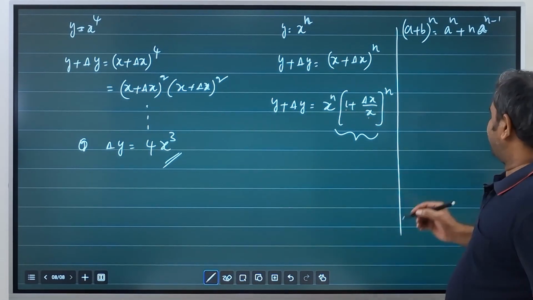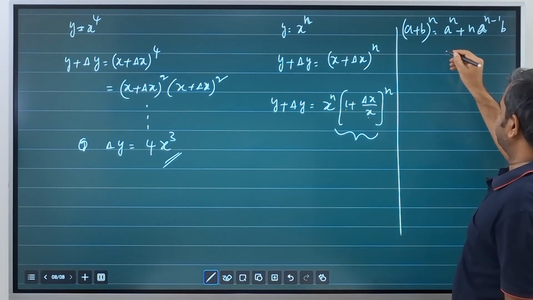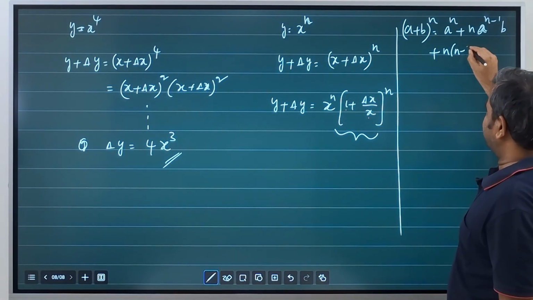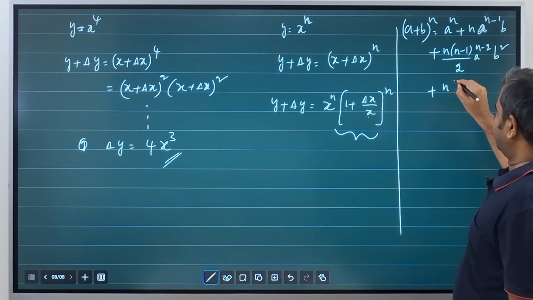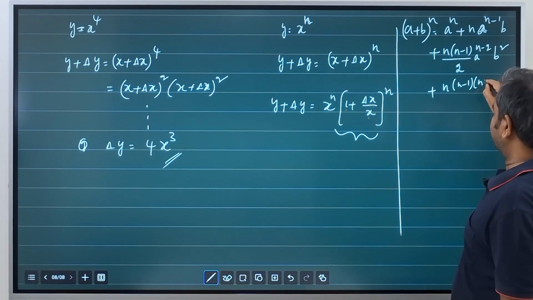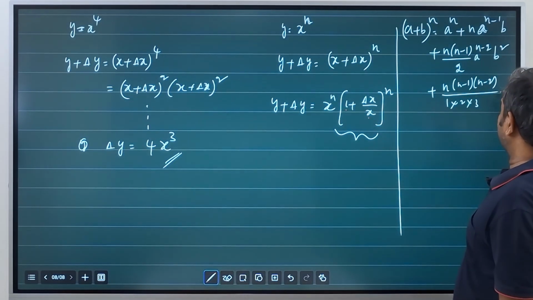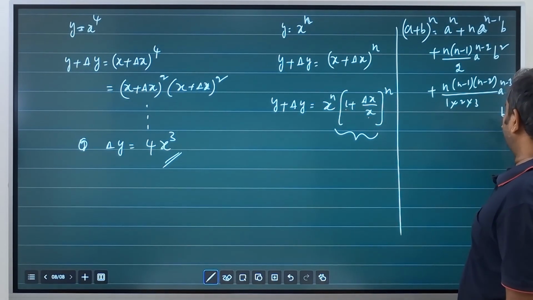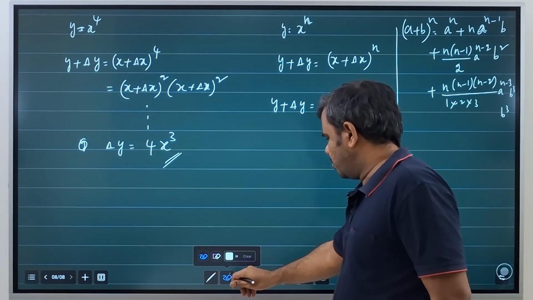Well, we have binomial expansion here. (a + b)^n is equal to a^n plus n a^(n-1) b plus n(n-1)/2 a^(n-2) b^2 plus n(n-1)(n-2)/(1·2·3) a^(n-3) b^3, and so on. This is the expression that you have.